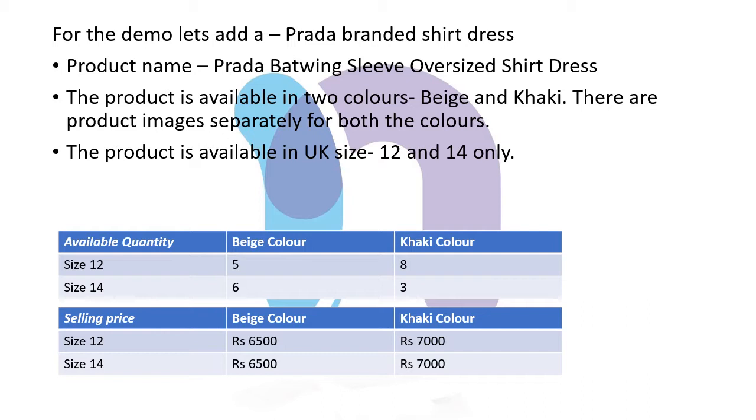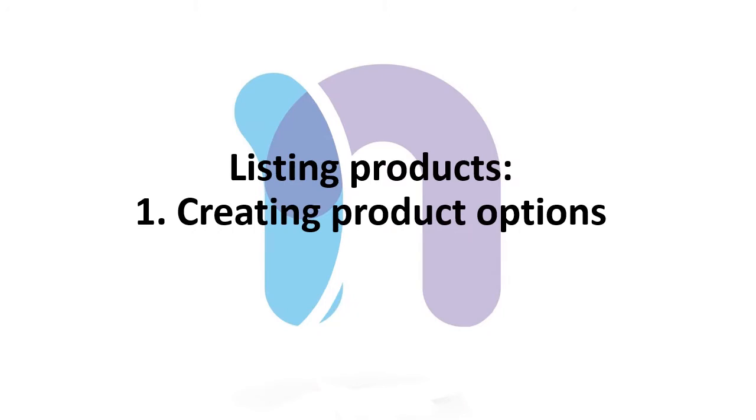Here you have two tables that show the available quantity and the selling price of each product variant. For example, size 12 beige color, we have 5 units available and it is sold at 6,500. For size 14 khaki color, we have 3 product units and it is sold at 7,000. We can have different available quantities and selling prices for each product variant. So let's start with the first step, creating product options.